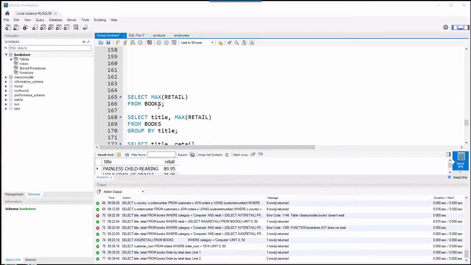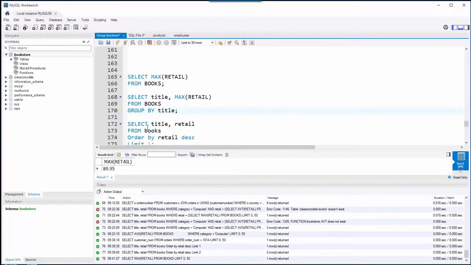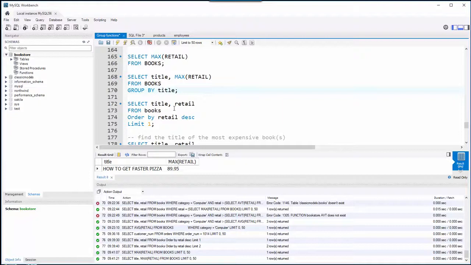So an example that we looked at briefly was I want to find the title of the book or books that have that max retail price. So of course the max retail price is $89.95, but I don't know the title. I mentioned in the previous video, a lot of times students will put the title right here. Well then of course if you don't use a group by, you end up getting a wrong answer. It's basically the last book in the list combined with the max retail.